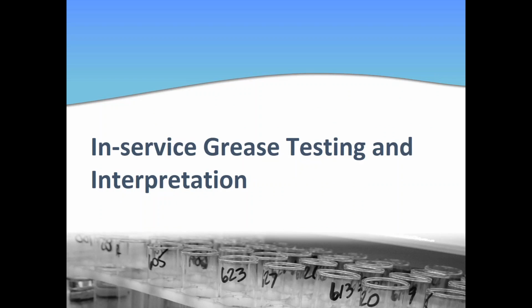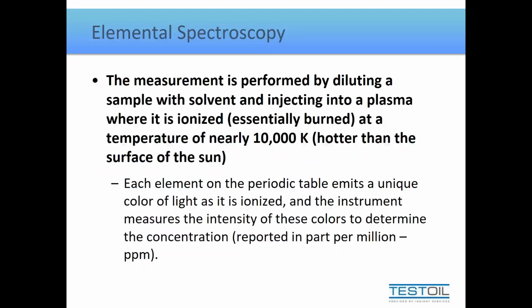Now, the foremost test that we run on service greases is elemental spectroscopy. So let me explain elemental spectroscopy to the uninitiated. If you're familiar with this, you've probably seen it on an oil analysis report, but still let me explain the concepts here. So how we measure a sample via what we tend to call SPEC, or ICP for short, is by diluting a sample and injecting it into a plasma.